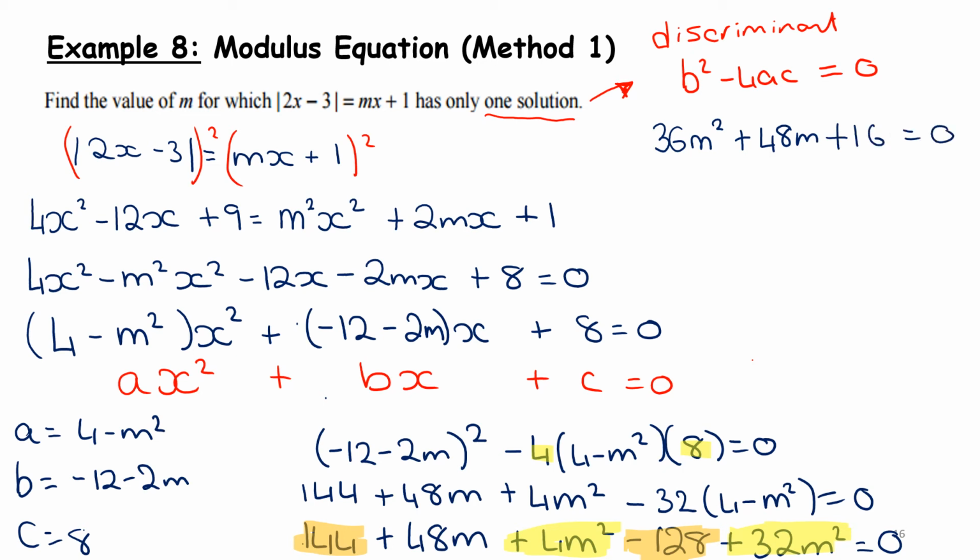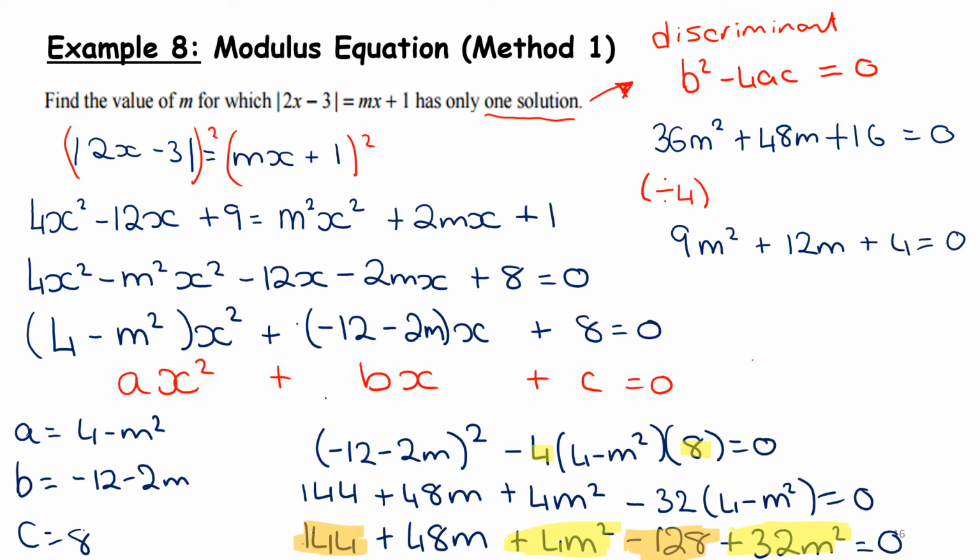There is a common factor here, and 36, so we're going to divide across by 4. What that will do is just make it a little bit easier to work with. So that's divide by 4, and that leaves us with 9m squared plus 12m plus 4 equals 0.